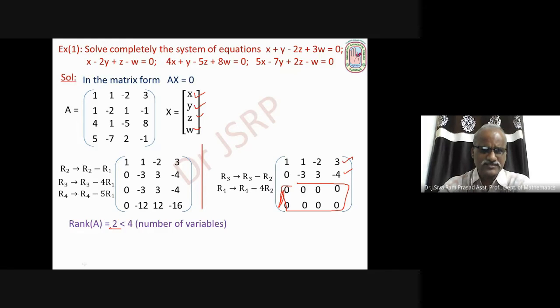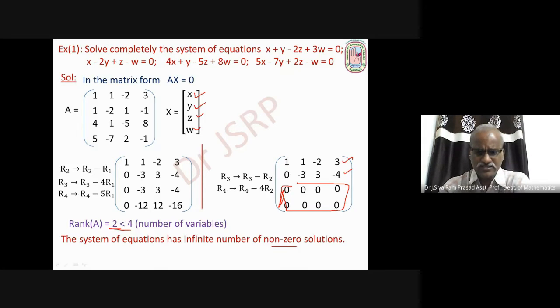Okay, so clearly 2 is less than 4. So rank is less than the number of variables. Therefore, the system has an infinite number of non-trivial solutions. So the system of equations has an infinite number of non-trivial or non-zero solutions.